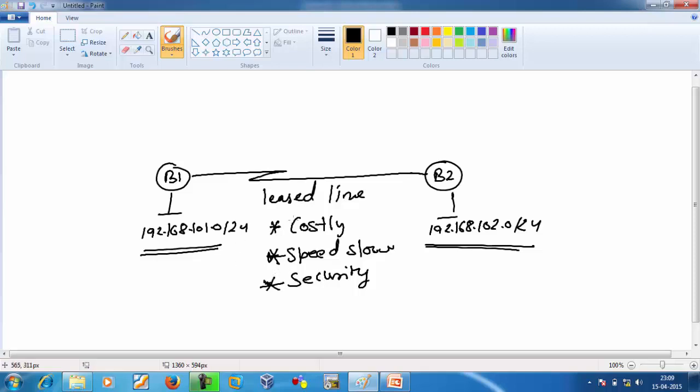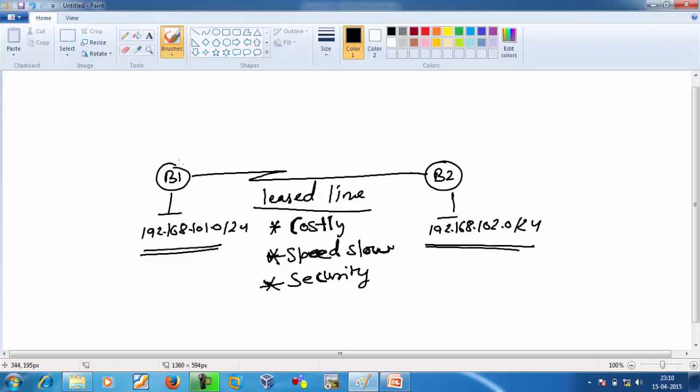So here we can say, if you are purchasing a leased line, the first characteristic is that it is costly. You have to pay a lot of money to the service provider. Second, if you want speed, definitely you will get a slow speed. Next, the best thing is security. You have no information about others, and others have no information about you, so there is no security problem. But when we purchase anything, cost always matters.